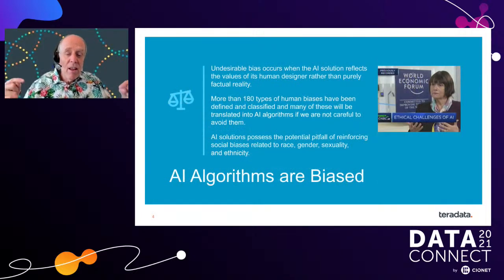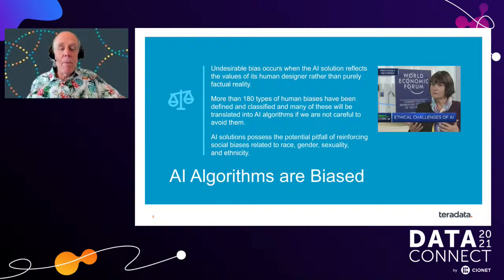So these algorithms are biased. There are more than 180 different types of human biases, and many of them have actually been transformed into our AI algorithms. Not on purpose. I'm not saying that they're on purpose. It's definitely not the case. But these AI solutions that we're building have pitfalls of reinforcing social biases in humans related to race, gender, sexuality, ethnicity, and this is a problem.